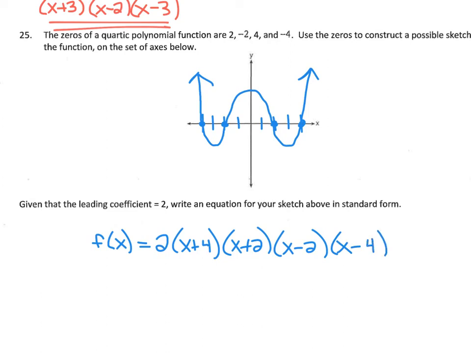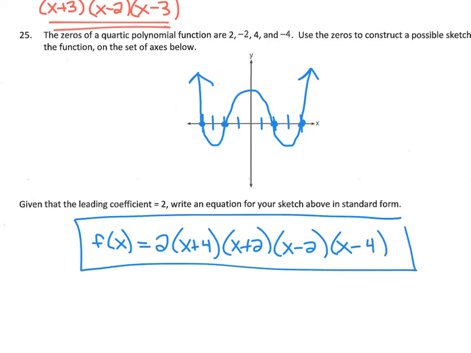Now I'm going to box this off as my answer because it doesn't say you have to write it in standard form. If it said you had to write it in standard form, you'd have to multiply all this out. But because it just says write an equation, I would leave it in factored form because then you don't take a chance of making a mistake when you distribute everything out.